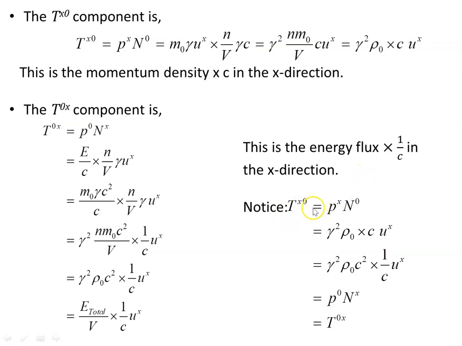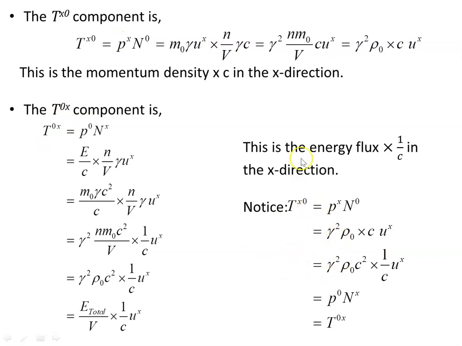So the energy flux in the x direction. Just one other thing to notice, Tx0 is Px n0. We can write that as gamma squared rho 0 times c times u, which is what we had up here. Now, if I put in an extra factor of c in here, this becomes the energy density times 1 on c ux, and so we see that this one here is actually just this one. So these two things are saying the same thing.